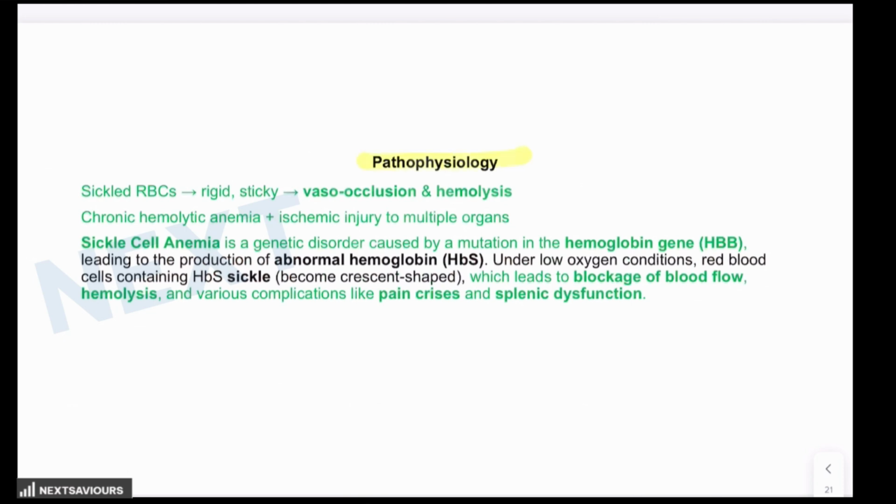So, what is the pathophysiology? It is all provided to you in the explanation. Sickled RBCs lead to rigid, sticky cells causing vaso-occlusion and hemolysis. So, chronic hemolytic anemia along with ischemic injury to multiple organs. Sickle cell anemia is a genetic disorder caused by a mutation of the hemoglobin gene leading to the production of abnormal hemoglobin, that is HbS. Under low oxygen conditions, the RBCs containing HbS sickle, that means they become crescent shaped, which leads to blockage of blood flow, hemolysis, and various complications like pain crisis and splenic dysfunction.